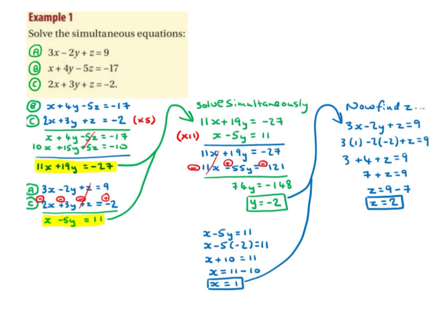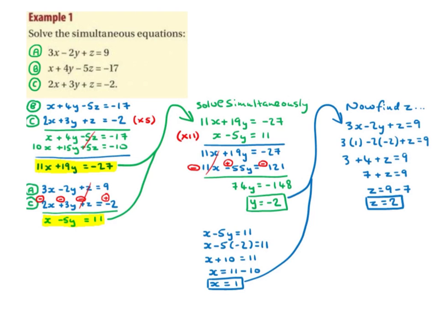So now what I need to do is change the signs of one of my equations so that I can cancel out my x's. So I'm going to change the signs of my bottom equation. So 11x becomes minus 11x, minus 55y becomes plus 55y, and 121 becomes minus 121. Again, I've circled my new signs. I can now cancel out my x's, and 19y plus 55y is 74y, and minus 27 minus 121 is minus 148. And minus 148 divided by 74 is minus 2, so y is equal to minus 2.